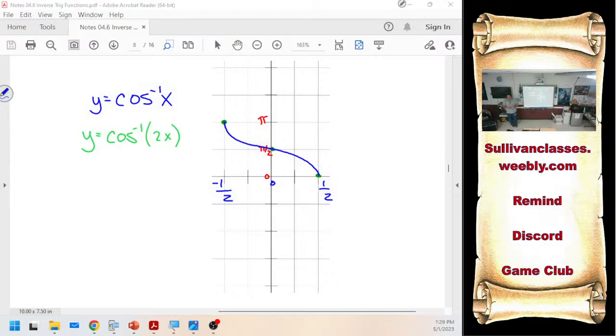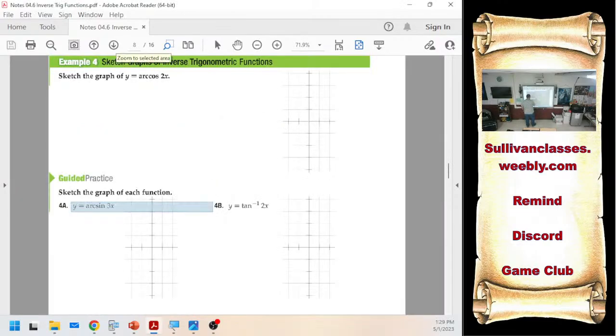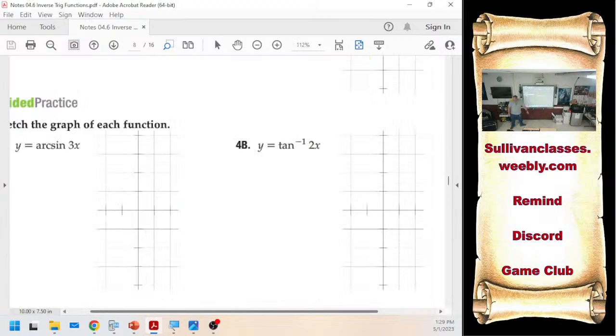So you start with the parent graph. Just graph the parent graph. And then go change your axes to match the new form. Okay? You don't have to show both on the same set of axes. I just wanted you to see what the compression looked like. Both, go!